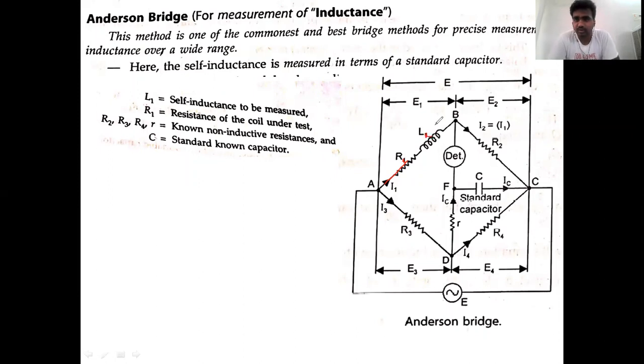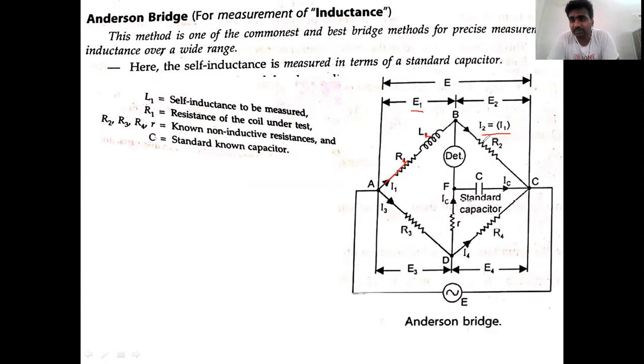The current flowing through the first path, A to B, is represented as I1, and the voltage drop across the first path is represented as E suffix 1. The second path is from B to C. The current flowing through the entire segment from A to B and B to C is the same, that's why I2 is equal to I1.